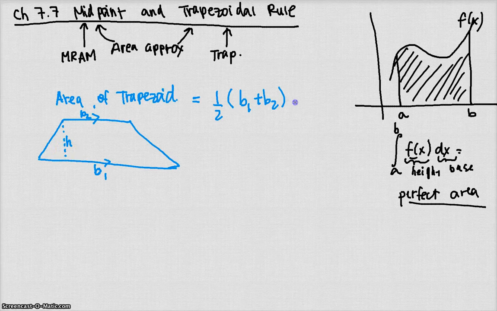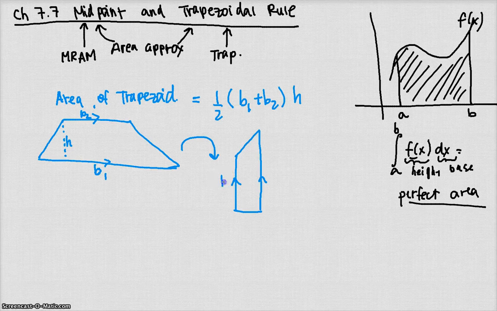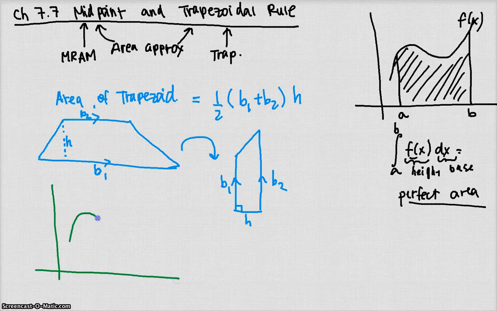times the perpendicular height. Now what we're going to do is rotate that trapezoid and start looking at it more like this, where the parallel sides are always on the left and right. So base 1, base 2 here, we're always going to have a perpendicular height going this way.